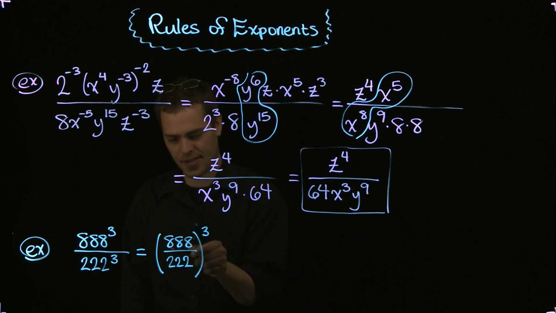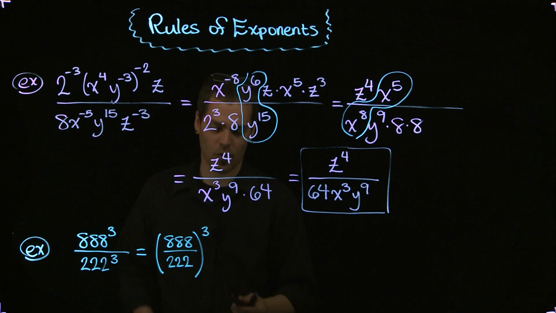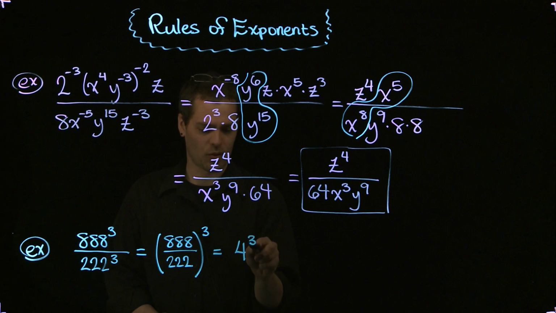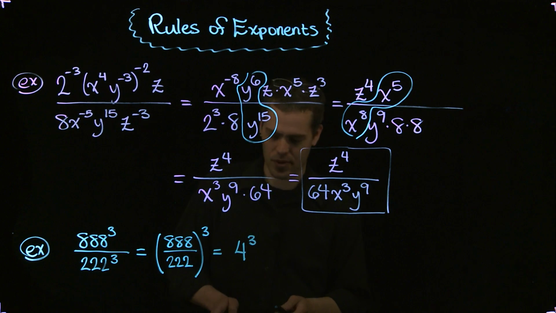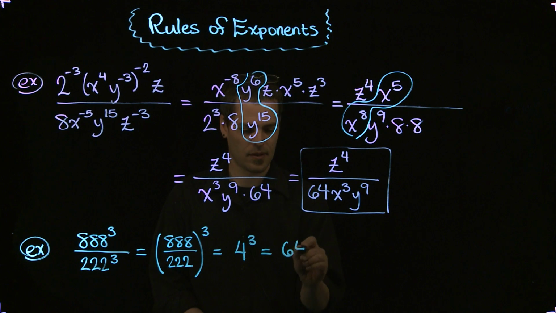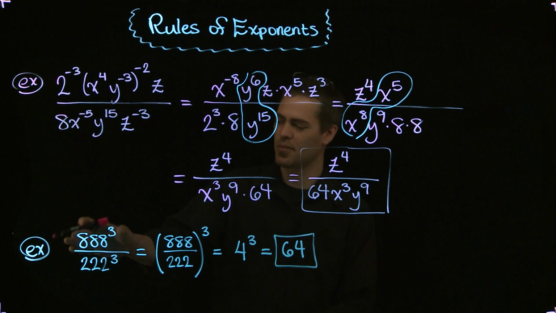Now what makes that nice is that these two guys, of course, reduce nicely. 888 divided by 222 is simply 4. So this becomes 4 cubed, which is just 4 times 4 times 4, which is 64. And we made nice work of that without having to deal with the large numbers that were produced there.